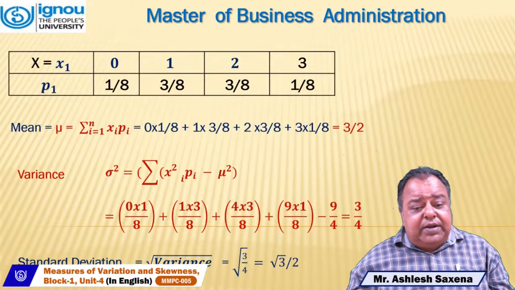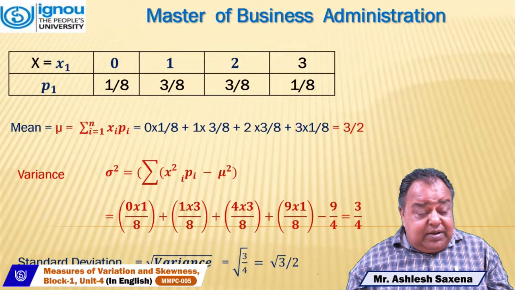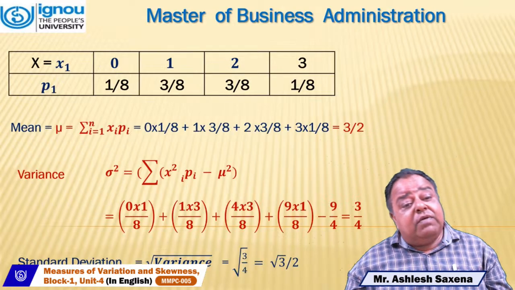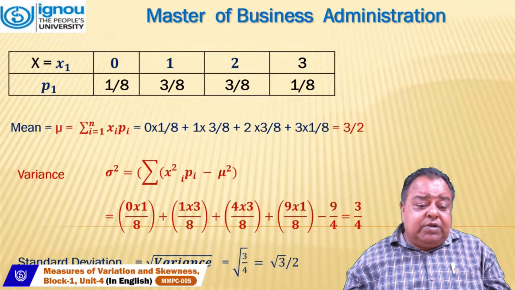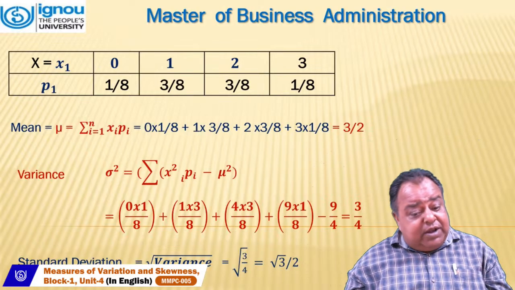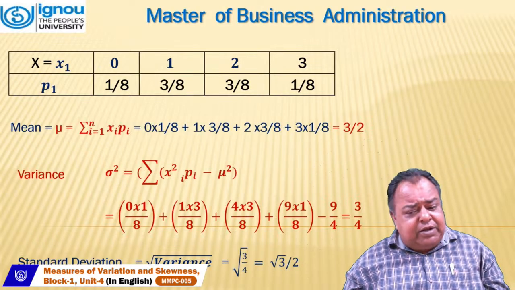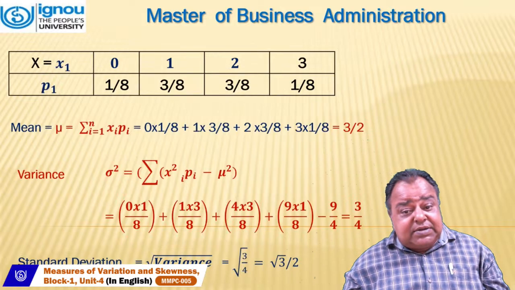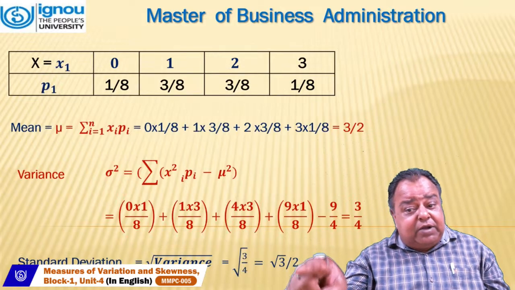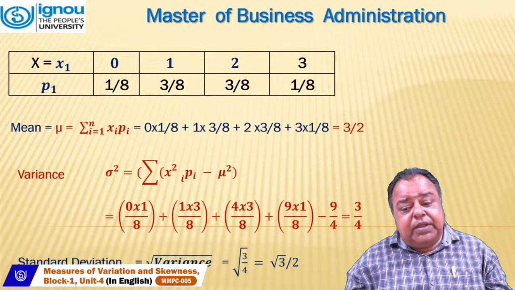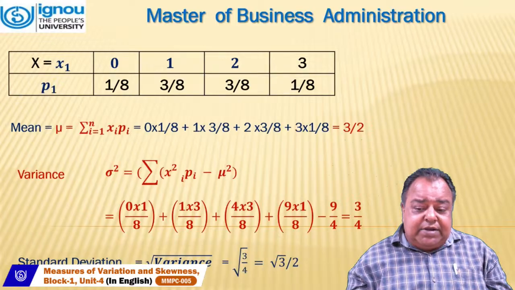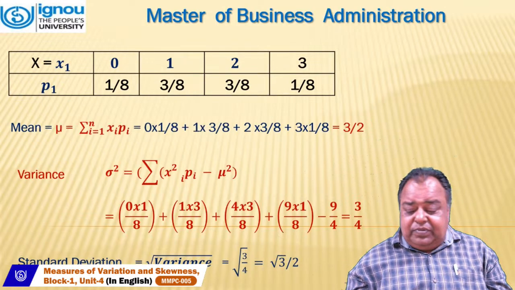Now we have to evaluate summation x square into pi. First of all, we will be squaring x and multiplying by 1/8. You can see that 0 into 1/8 plus 1 into 3/8 plus 4 into 3/8 plus 9 into 1/8, minus mean square. Mean is 3 by 2, so that comes to 9 by 4. After evaluation, we get 3 by 4. The standard deviation is the square root of 3 by 4, which comes to root 3 by 2.